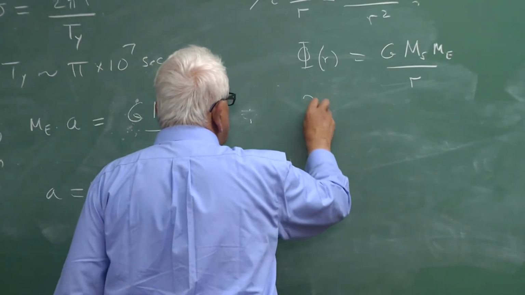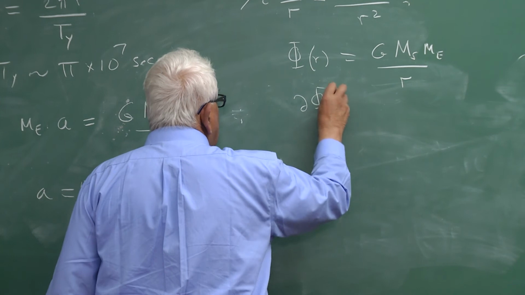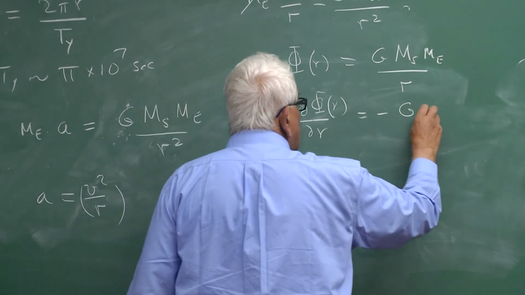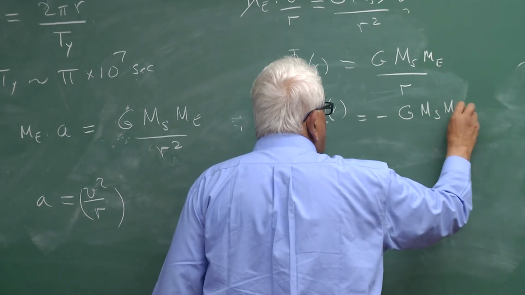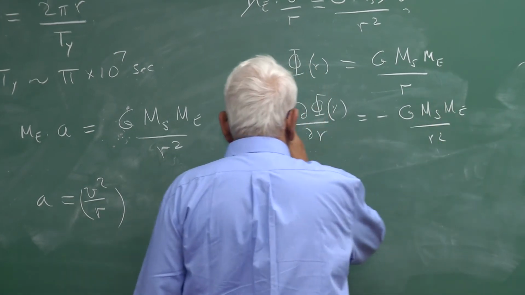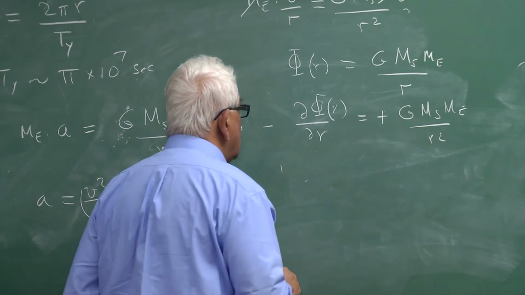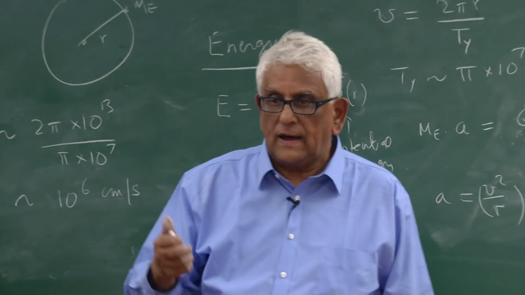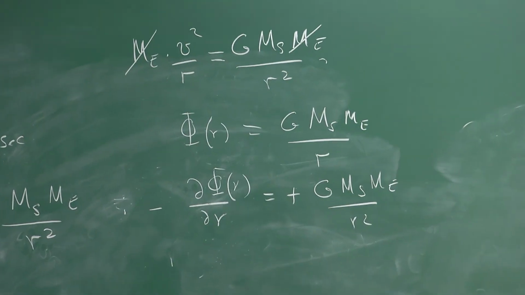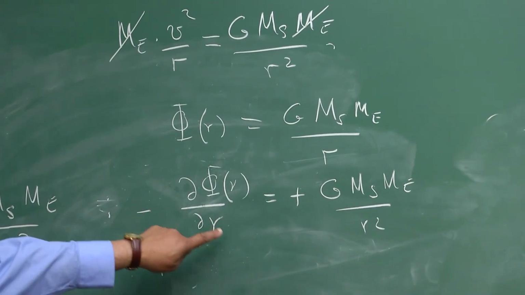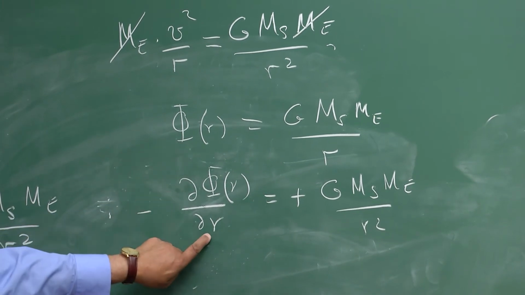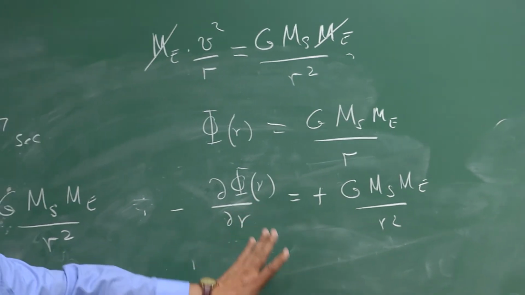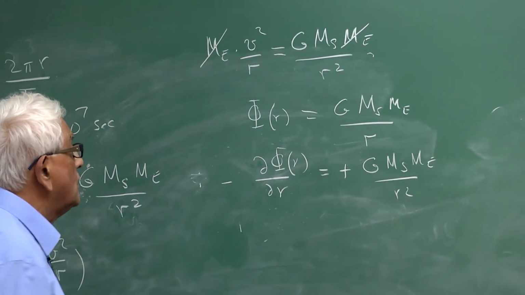So if I take the derivative of phi of r with respect to r, I get G Ms m over r squared, and if I put a minus sign there, I get this. Right. So what you find is, in the case of the gravitational thing, this object has the property that its derivative with respect to r, there's no t in this thing anyway, so if you do this, you get the force.